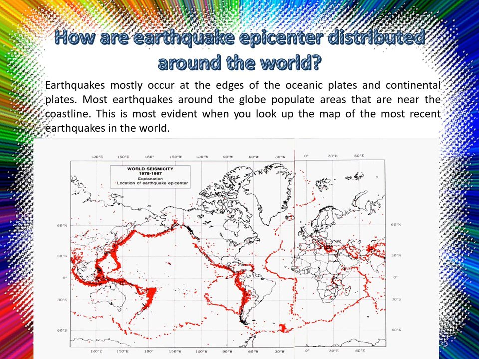Earthquakes mostly occur at the edges of the oceanic plates and continental plates. Most earthquakes around the globe populate areas that are near the coastline. This is most evident when you look up the map of the most recent earthquakes in the world.